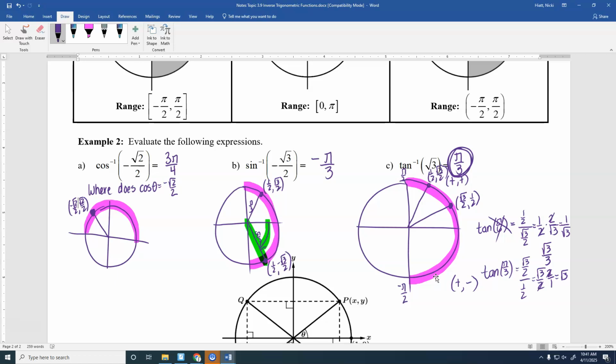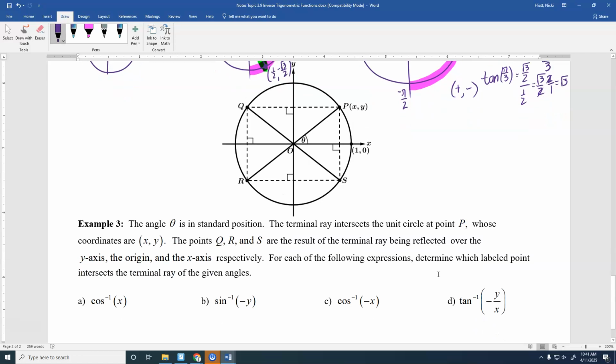It's not a bad thing to memorize what your tangent values are for those, but I seem to forget them even as long as I've been doing this, so I just work it out to the side. All right, we got one more kind of weird problem. AP likes to throw this stuff in here.